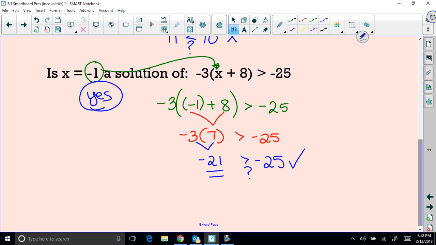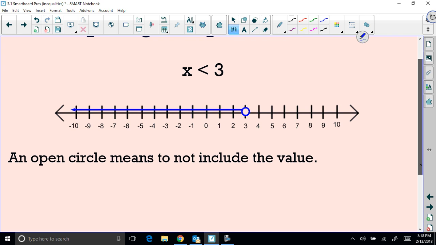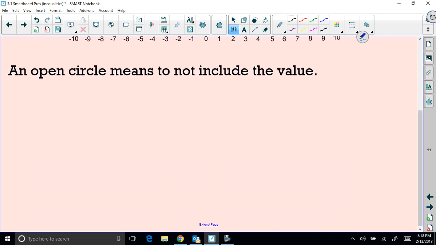Okay, so that's going to be this first part of your homework, is plugging a number into an inequality to see if it's a solution. Then we're going to get into graphing inequalities. Okay, and so when you graph, you guys have that box on your notes. I want you to write the following down in that box somewhere.